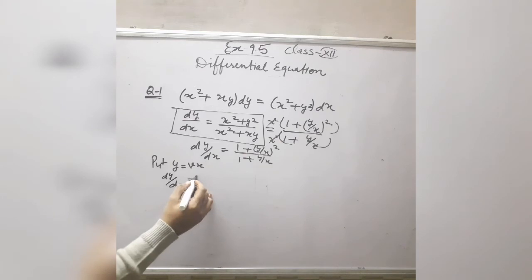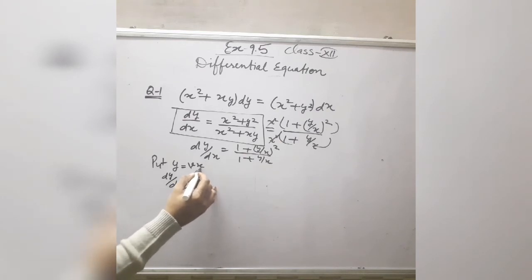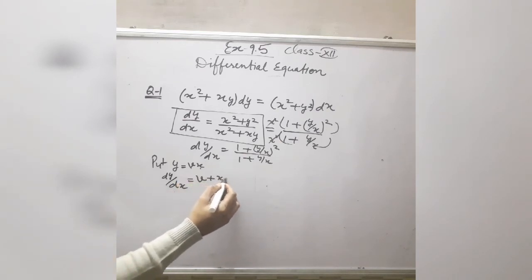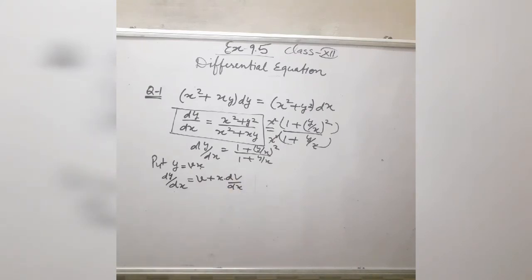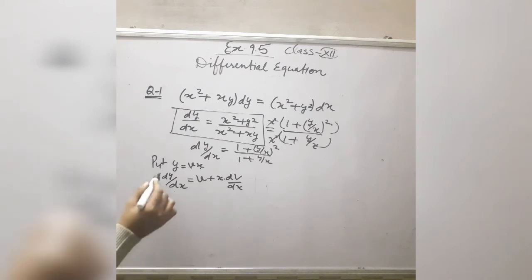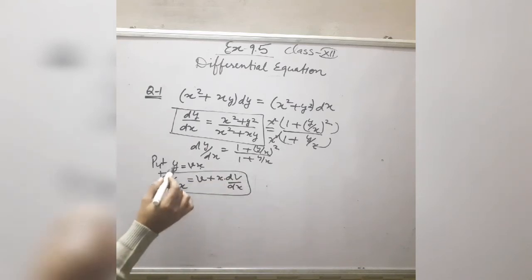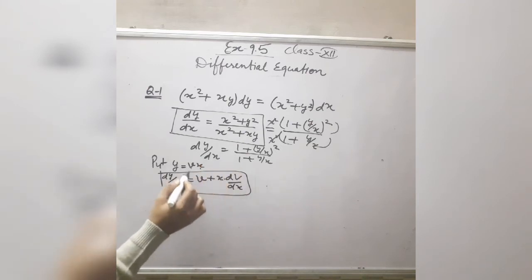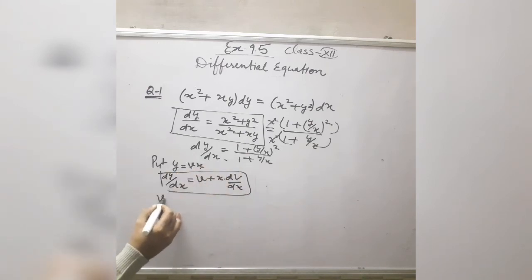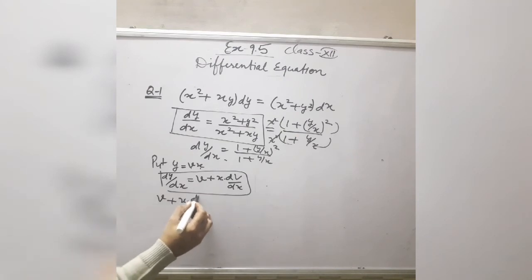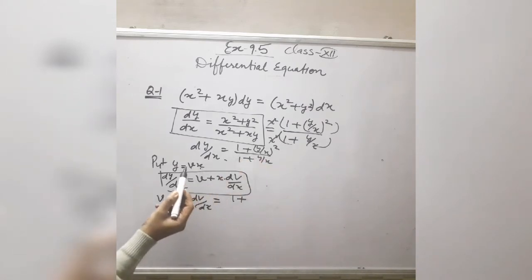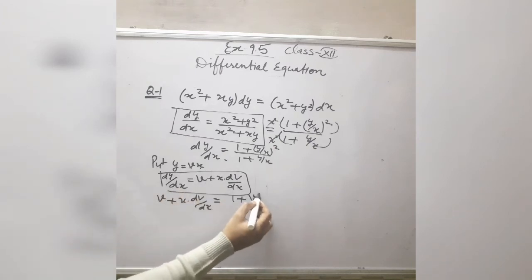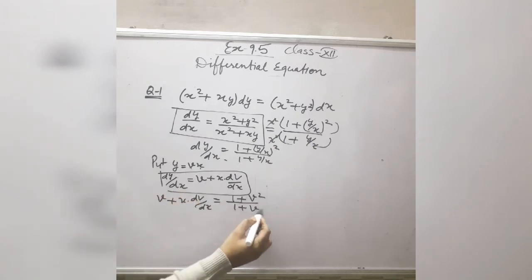Here we use the product rule: v remains as it is, the derivative of x with respect to x is 1, now x remains as it is, and the derivative of v with respect to x is dv by dx. v is here any variable. Now using this result, the value of dy by dx and the value of y, in this differential equation, you will get v plus x into dv by dx equal to 1 plus, in place of y by x, if y is equal to vx, what is the value of y by x? This is v. So write down here 1 plus v square divided by 1 plus v.